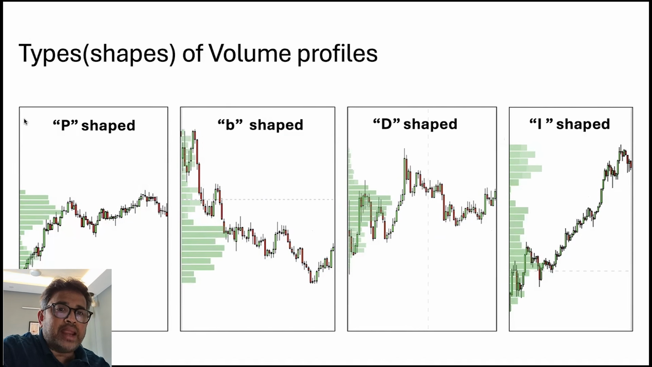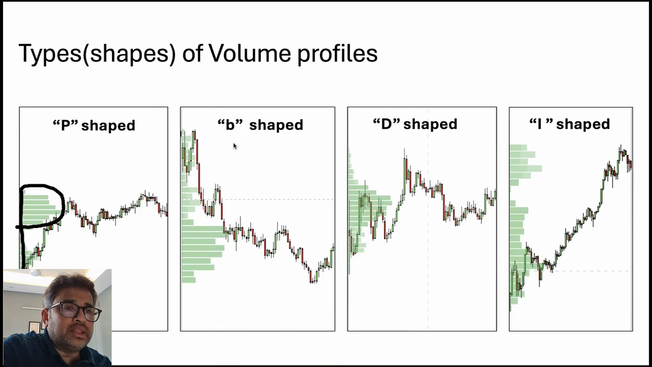Okay, these are the types of volume profile. So what is the P-shaped volume profile? P-shaped volume profile is something which looks like a P in English. Okay, that is why it is called a P volume profile. Now look at the first one. It shows that the highest volume accumulated at the top, right? So you can clearly see that it looks like a P shape. So that is why it is called a P-shaped volume profile.